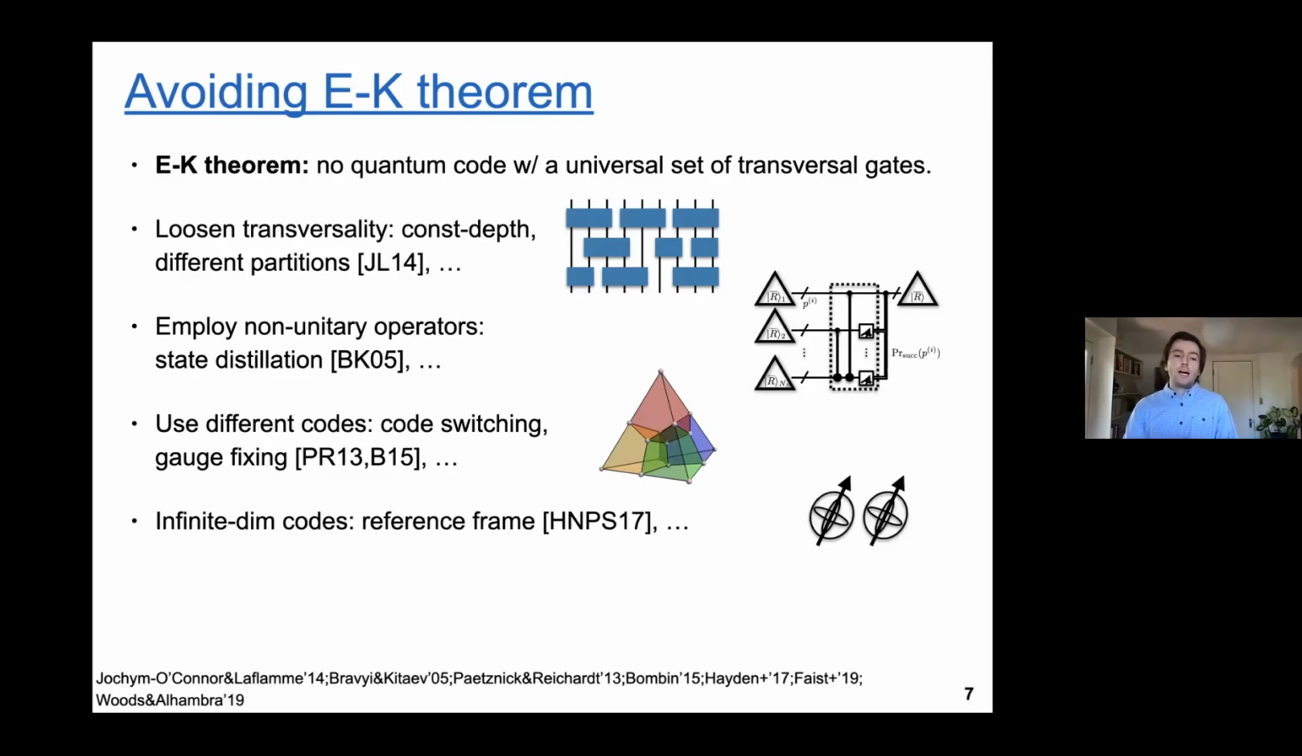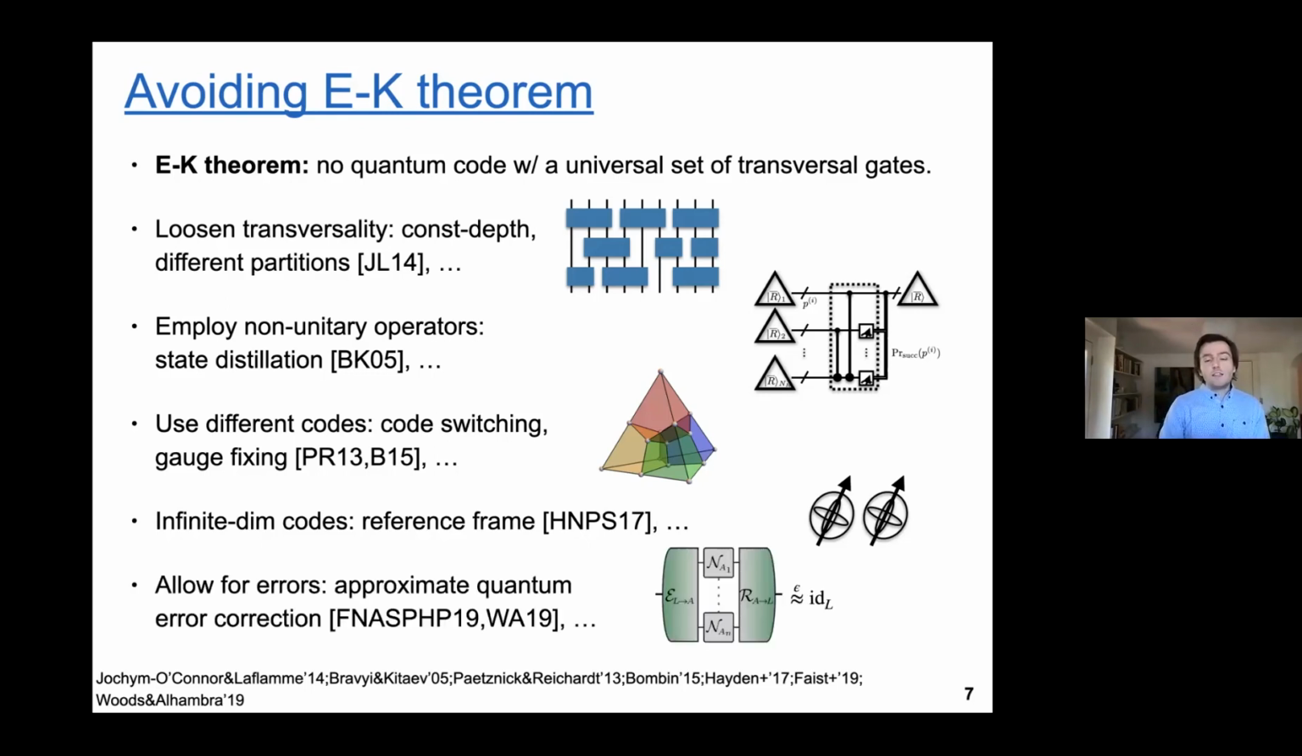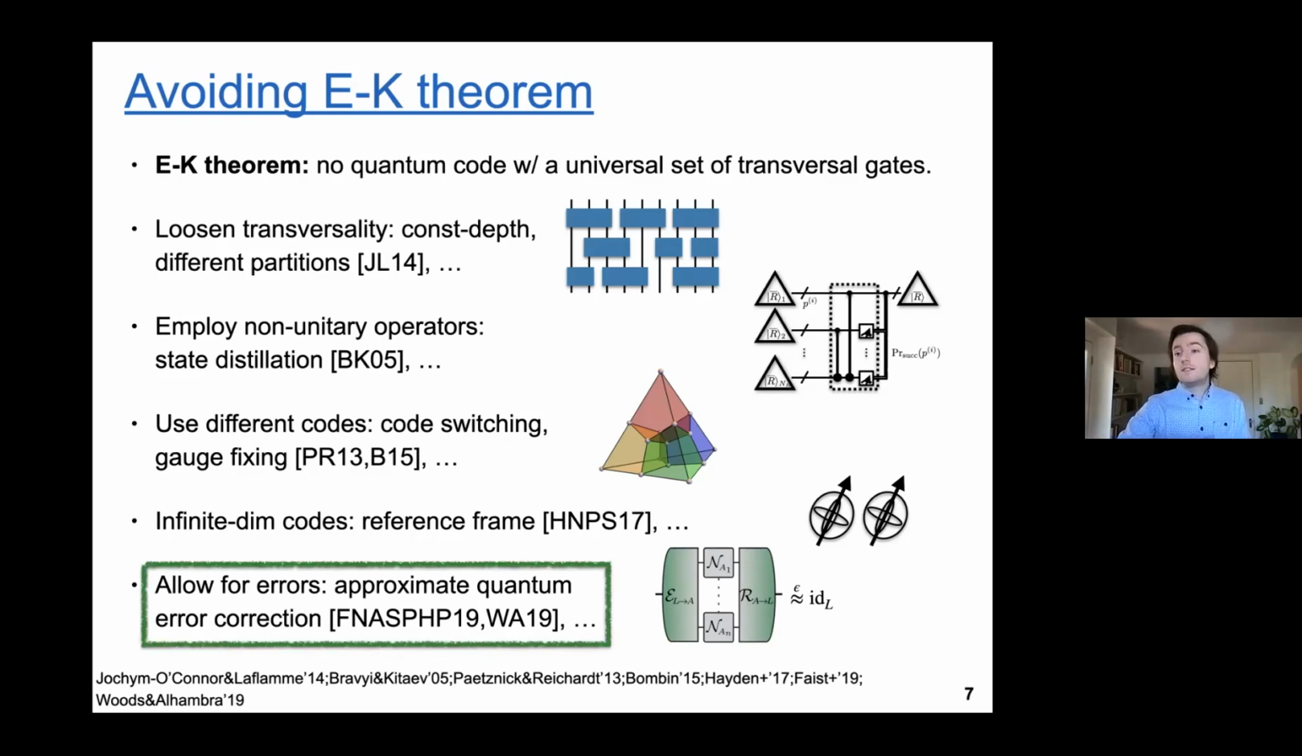Also, we can consider infinite dimensional codes, where the dimensionality of a local Hilbert space is infinite, and this would be a way to avoid the Eastin-Knill theorem as well. And lastly, we can abandon the idea of exact error correction, and we can focus on approximate quantum error correction. This is where the approximate Eastin-Knill theorem arises. And last year at QIP, there was a talk about the approximate Eastin-Knill theorem. So this is the setting I want to focus on in the rest of the talk.